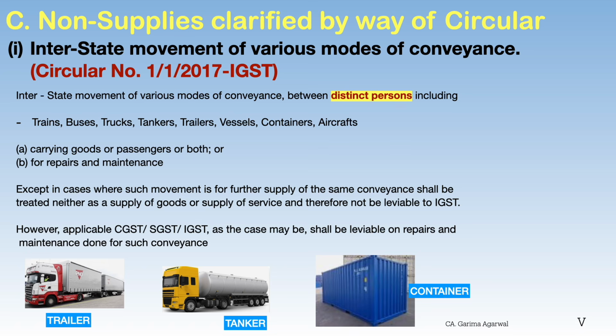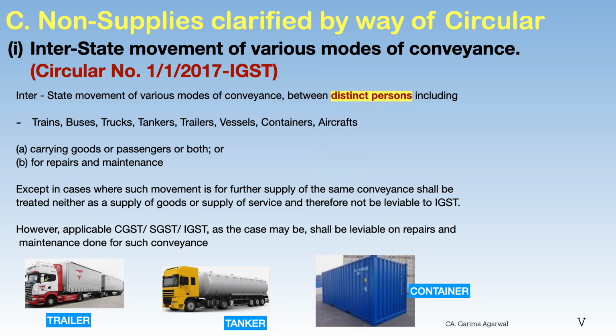And then if any repairs or maintenance are happening, let's suppose a Delhi head office sends its truck to the Mumbai office for servicing, the movement of the truck from Delhi to Mumbai will not be subject to IGST if those conveyances are undergoing servicing, repairs and maintenance. So these are the two situations where the circular has clarified that there should not be any IGST. There are certain exceptions to this circular also, so let's discuss them.